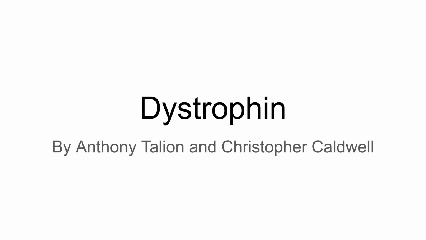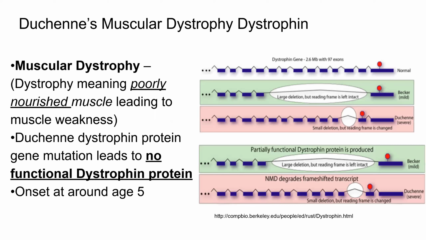Okay, hello everyone. We're going to be going over the dystrophin protein. It's from me and my partner, Chris Caldwell. We're going to give a quick background to why we chose a specific protein and everything behind that. So I was doing studies on this disease called Duchenne's muscular dystrophy, and I saw that it has to do with the lack of dystrophin protein.